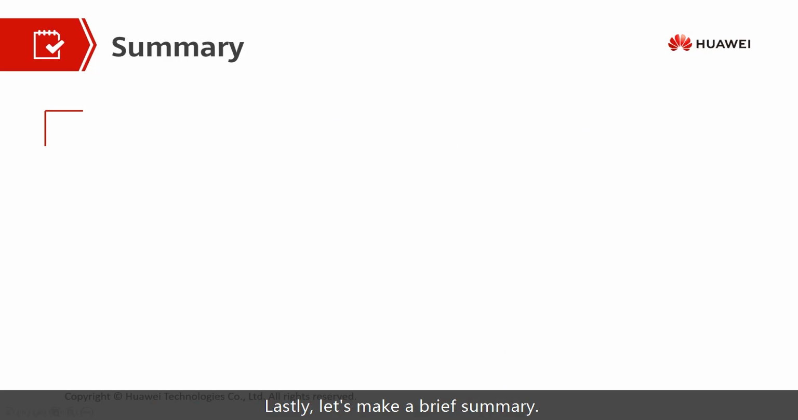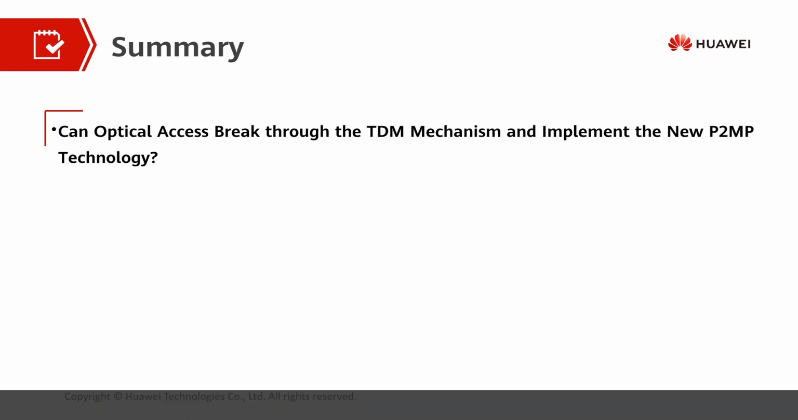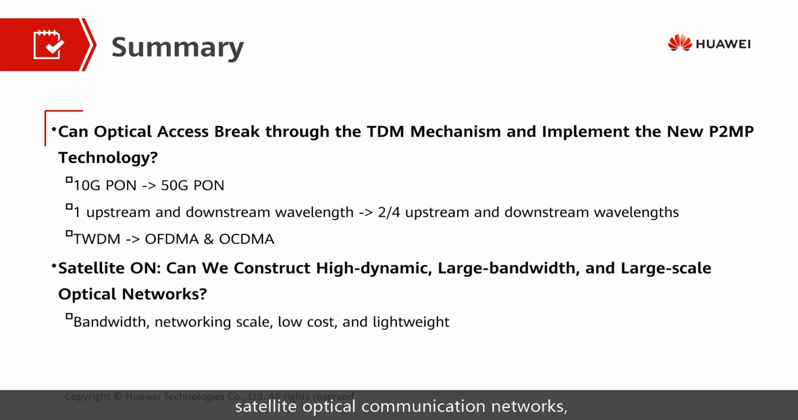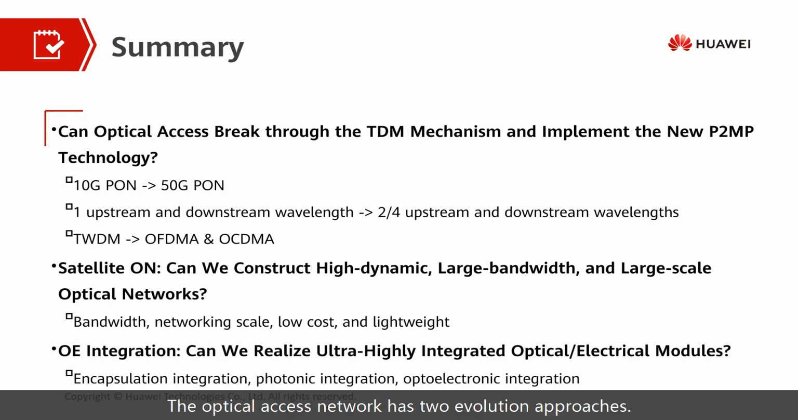Lastly, let's make a brief summary. In this chapter, we introduce several other chains in optical communication, including optical access networks, satellite optical communication networks, and improving optoelectronic integration. The optical access network has two evolution approaches. One is to continuously evolve from 10G PON to 50G PON, and from 2 wavelengths for upstream and downstream to 4 and even 8 wavelengths. Another direction is to adopt new architecture, for example, OFDMA, OCDMA.